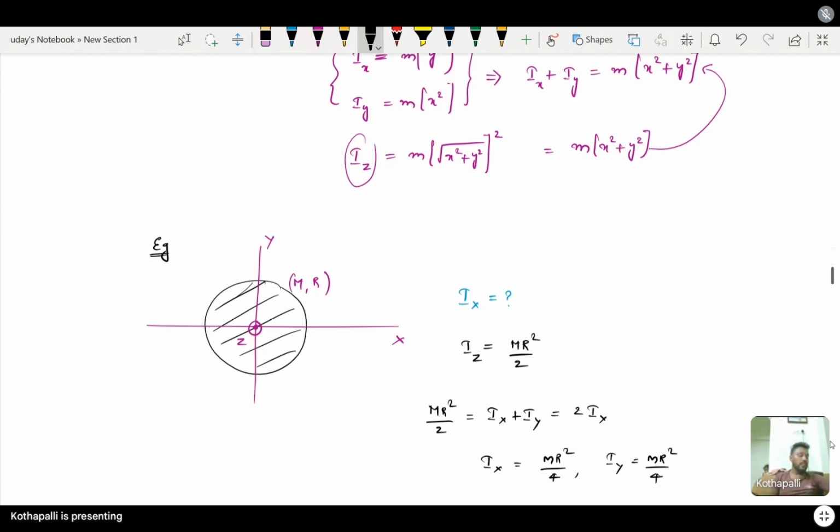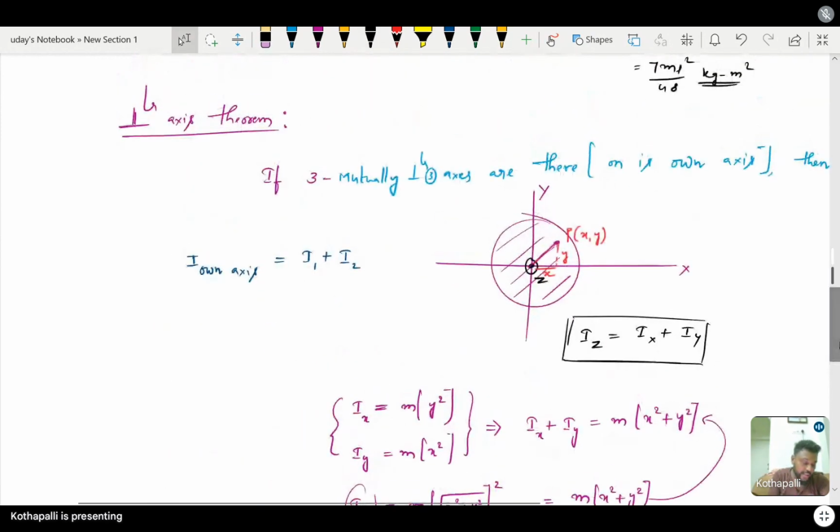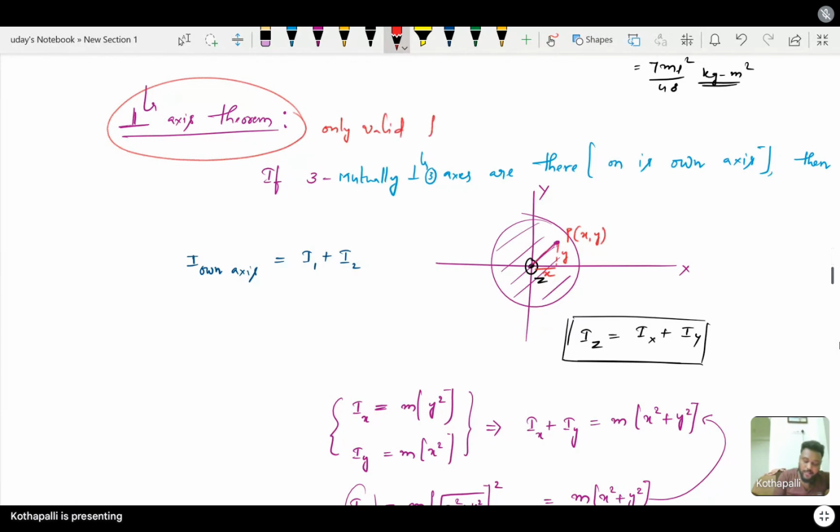Got my point? And remember, the perpendicular axis theorem is only valid for two-dimensional laminar bodies, like disk, ring, sheet and lamina. Not for 3D objects like hollow sphere or solid sphere, or for 1D objects like a rod. It is only valid for two-dimensional bodies.